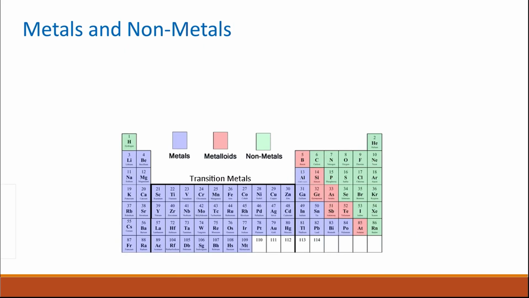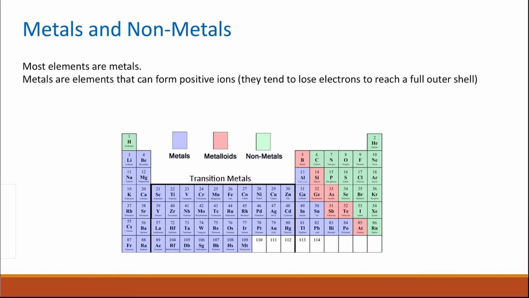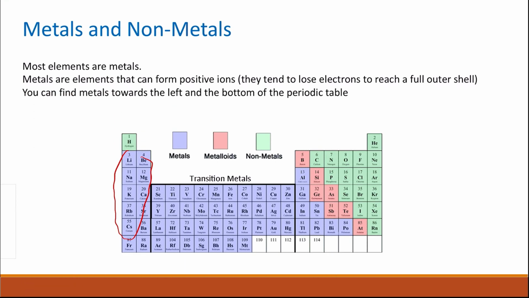We can find metals and nonmetals in the periodic table. Most elements in general are metals, and we normally tend to find the metals at the left of the periodic table. These are the elements which have fewer electrons in their outer shell, and they tend to lose these electrons to form positively charged ions.